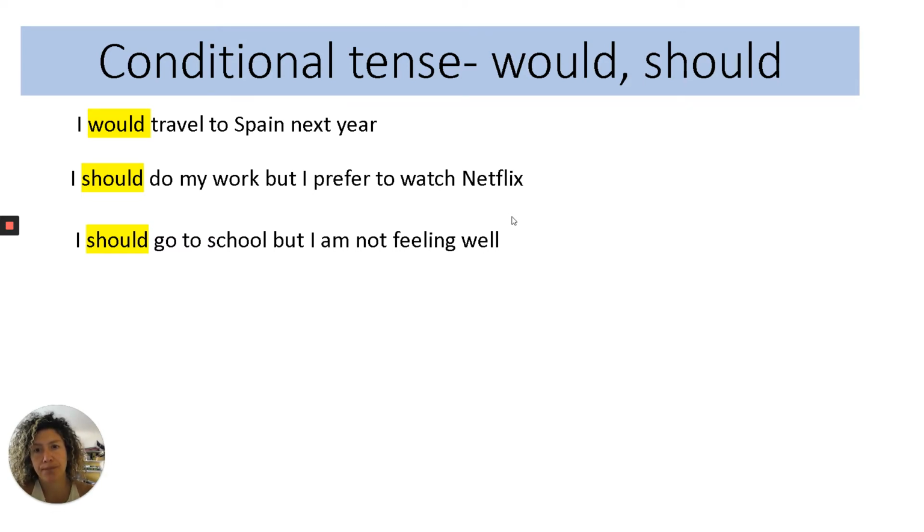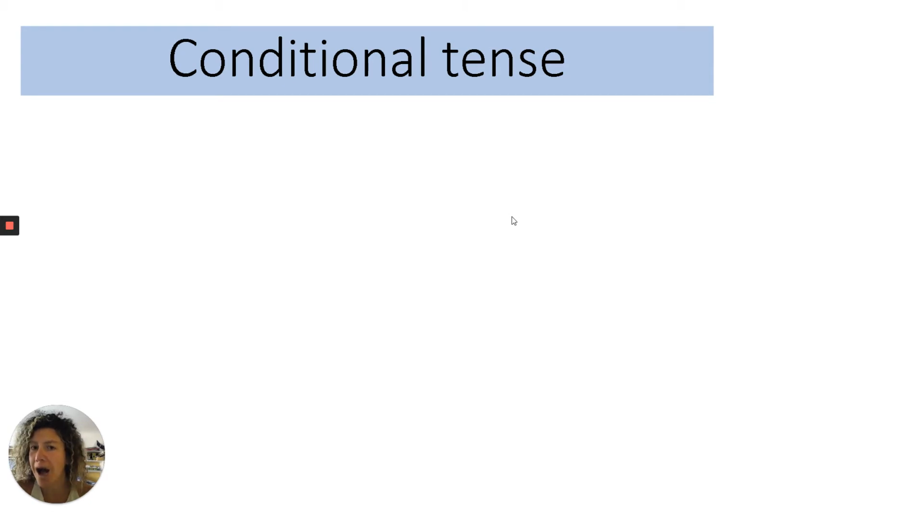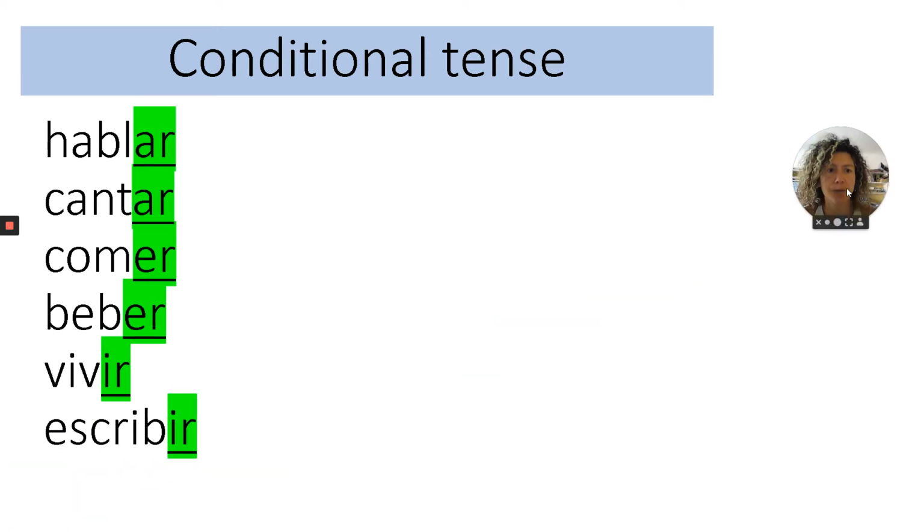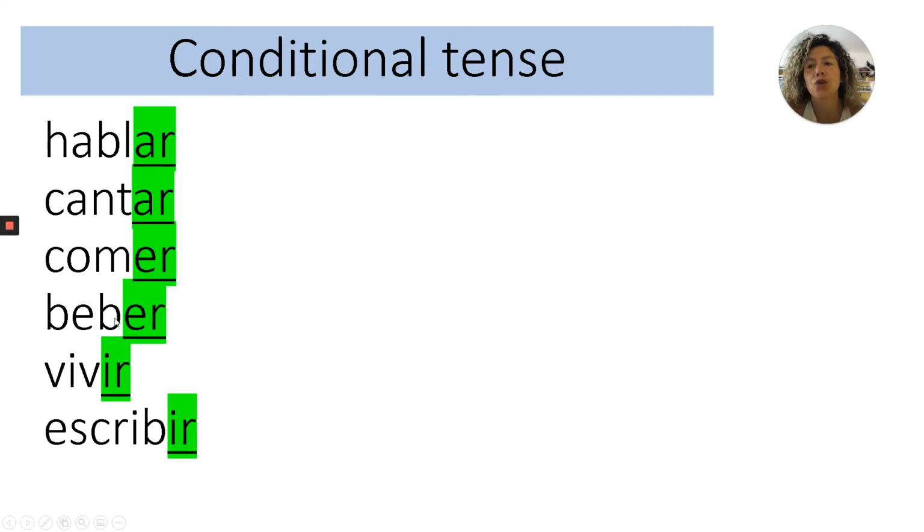So let's start. First of all, have a look at these words. I've got 6 words in front of you, and you're going to tell me what kind of words they are. We've seen them, we know them. We've got hablar, cantar, comer, beber, vivir, escribir. So what do they all have in common? I have highlighted the ending in all of them. We've got AR, ER, and IR.